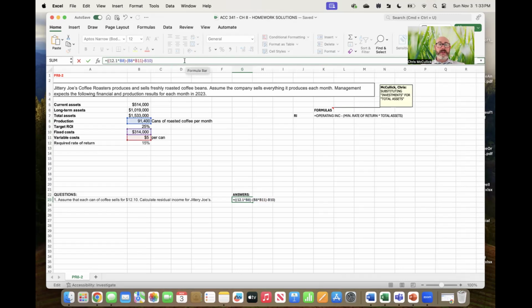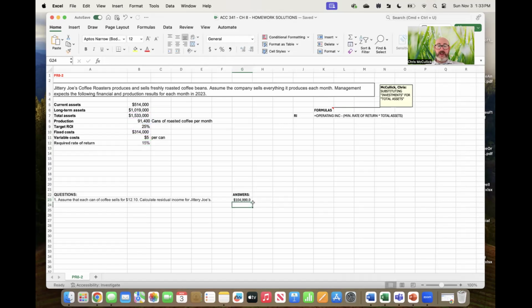And now what we need to do is subtract from that our minimum rate of return, which is this required rate of return here, times our investment, which we can substitute in total assets for our investment. Calculate out, and this will give us 104,990, and this should be our residual income for this particular period.